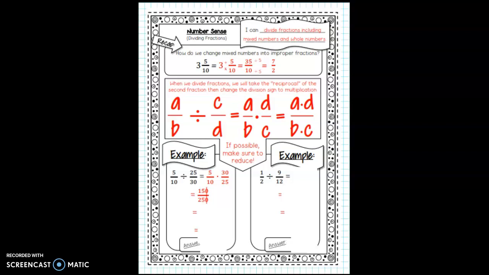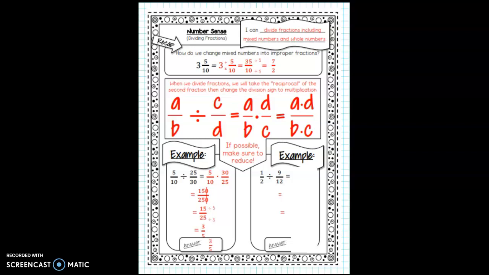Since both numbers end in 0, we can divide by 10, and that leaves us 15 over 25. 15 over 25, both numbers are divisible by 5. 15 divided by 5 is 3. 25 divided by 5 is 5. So our answer is 3/5. That is in simplest form.